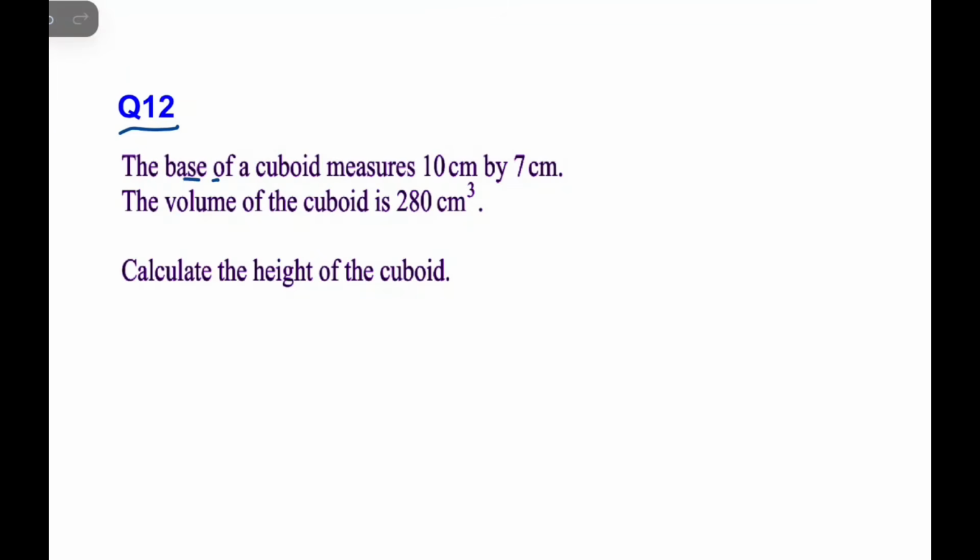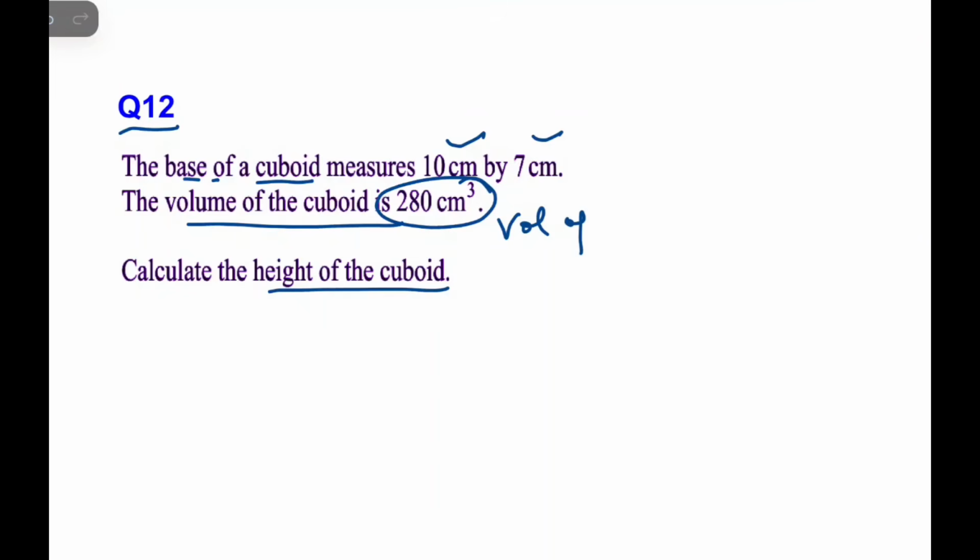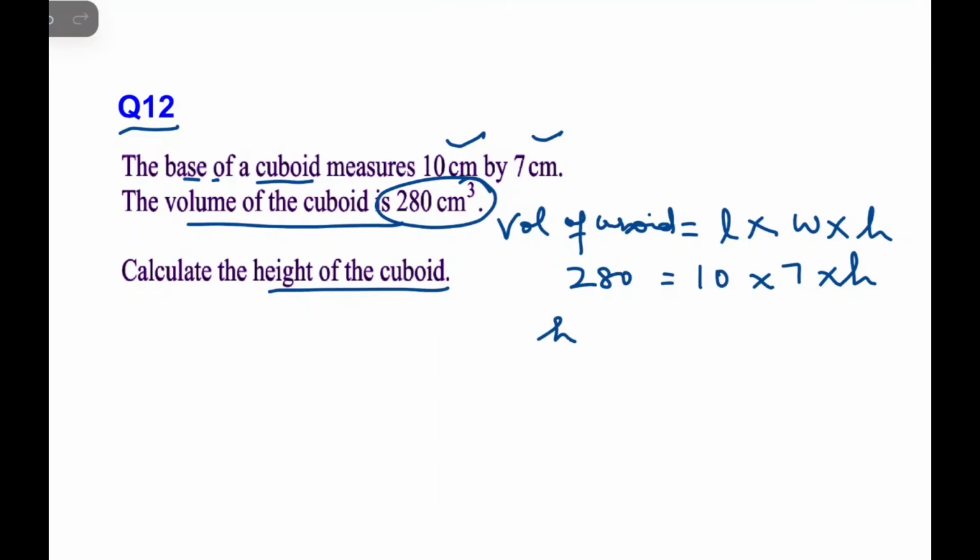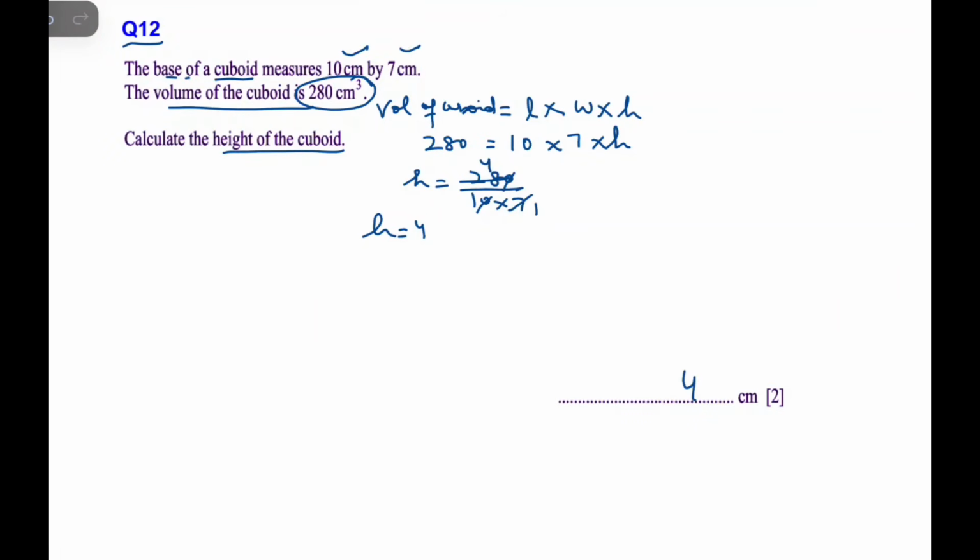Question number 12, the base of a cuboid is 10 cm by 7 cm. The volume of the cuboid is given to be 280 cm cube. We have to find the height of the cuboid. Now we know that volume of a cuboid is equal to length times width times height. So volume is given to be 280, length is given to be 10 and width is 7, and we have to find the height. So height will be 280 upon 10 times 7. The zeros can cancel. 7 times 1 and 7 times 4. So height of the cuboid will be 4 cm.